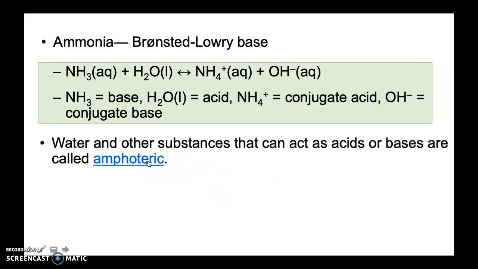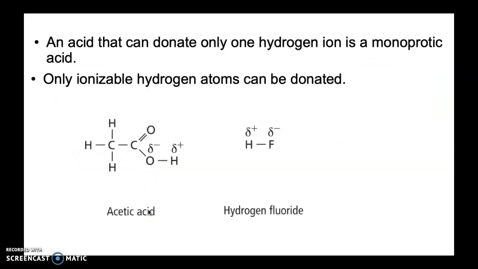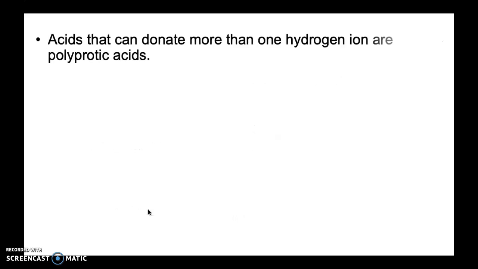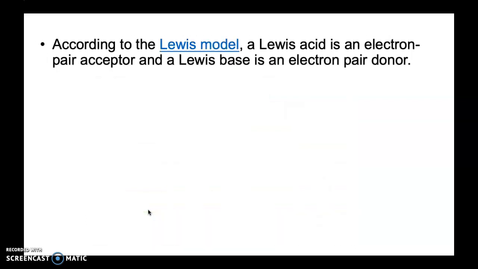Amphoteric describes water and other substances that can act as both acids and bases. Okay, so the one that could act as acid and base, that's amphoteric, and that's the water. All right, so that's pretty much all the properties and definitions of acid and base. Next time we'll practice. Next video, let's do the Lewis model.